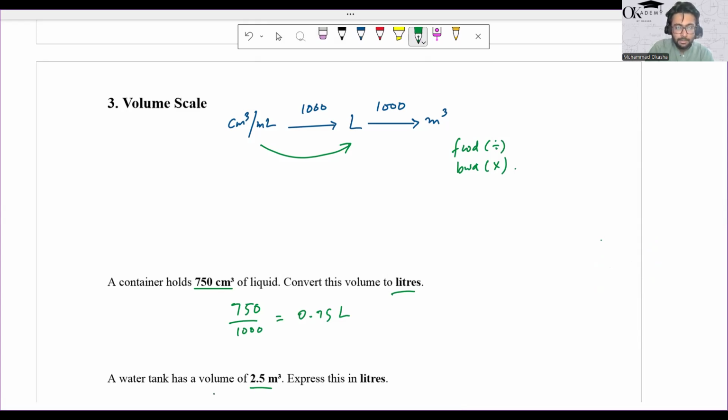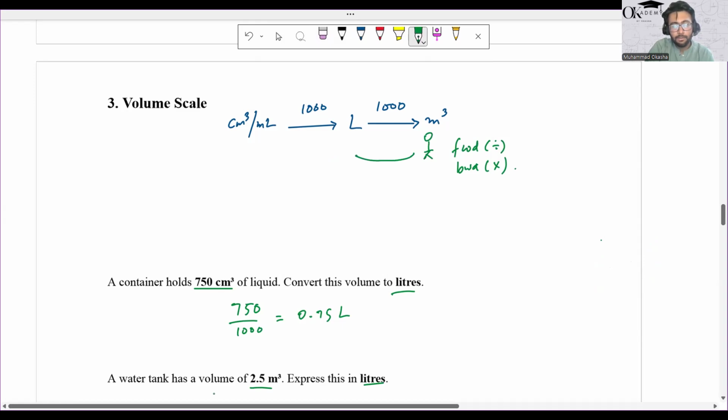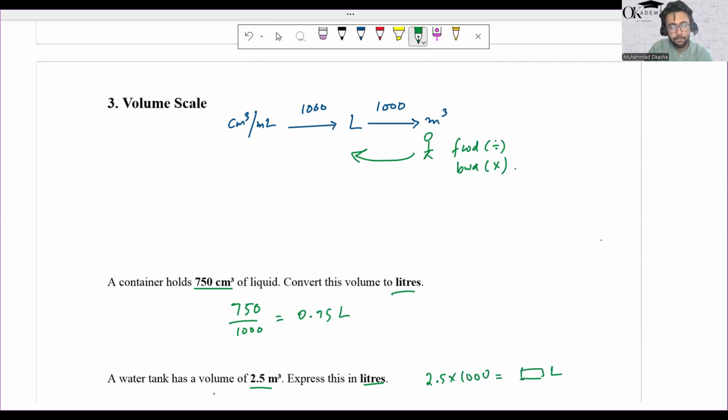A water tank has volume of 2.5 meter cube. Convert this into liters. So meter cube means you stand over here. Of course, since I'm going backwards, I'll multiply it by 1,000. So 2.5 times 1,000, and you're going to get a certain number of liters.